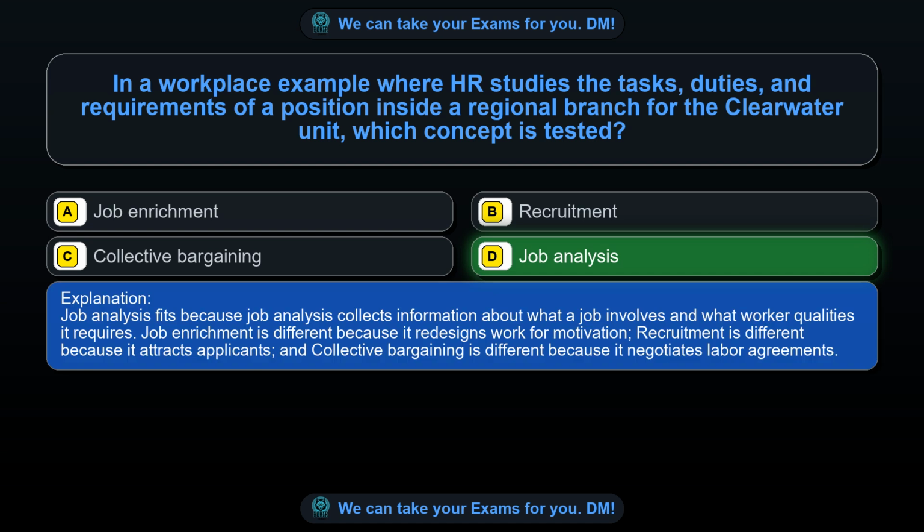Job analysis fits because job analysis collects information about what a job involves and what worker qualities it requires. Job enrichment is different because it redesigns work for motivation, recruitment is different because it attracts applicants, and collective bargaining is different because it negotiates labor agreements.